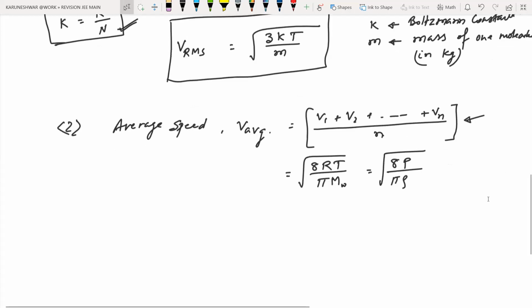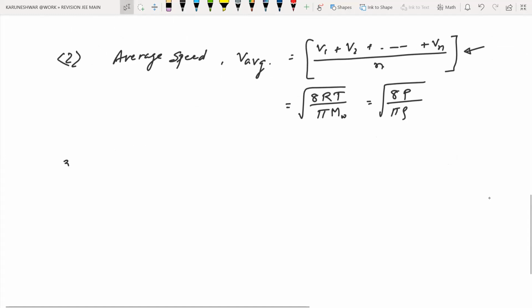Then we have average speed. After that, most probable speed. These are the only three speeds which you need to remember on the basis of Maxwell distribution law. So, the most probable speed.